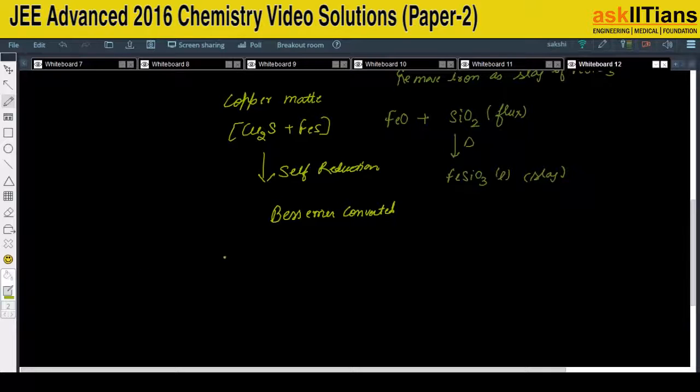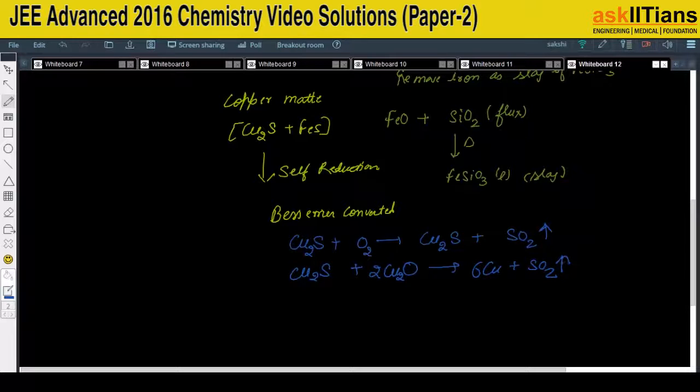And for your convenience, again I'll be telling you what are the reactions taking place. The reactions that will be taking place will be Cu2S reacting with oxygen. It will be forming Cu2O and SO2. This SO2 will go away, and finally this Cu2S will combine with 2 times Cu2O, and it will be forming 6 times copper and SO2. Again it will go away.